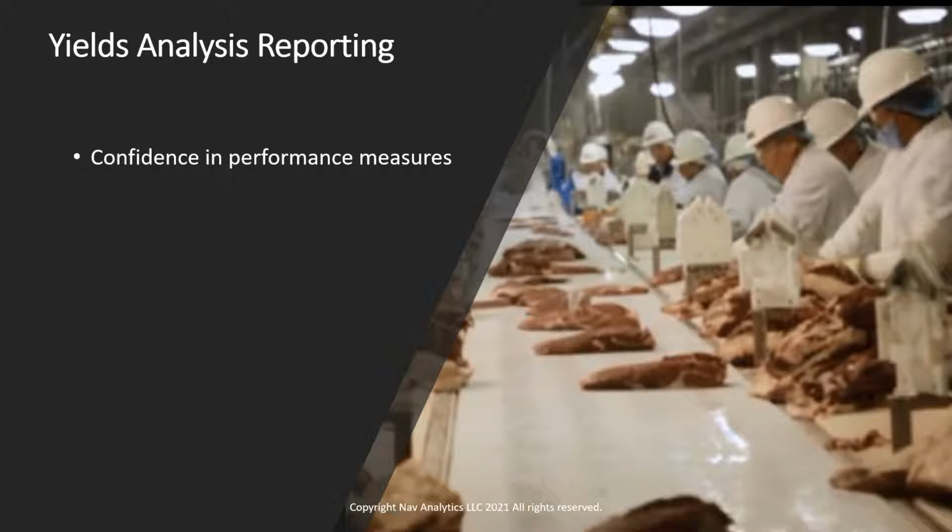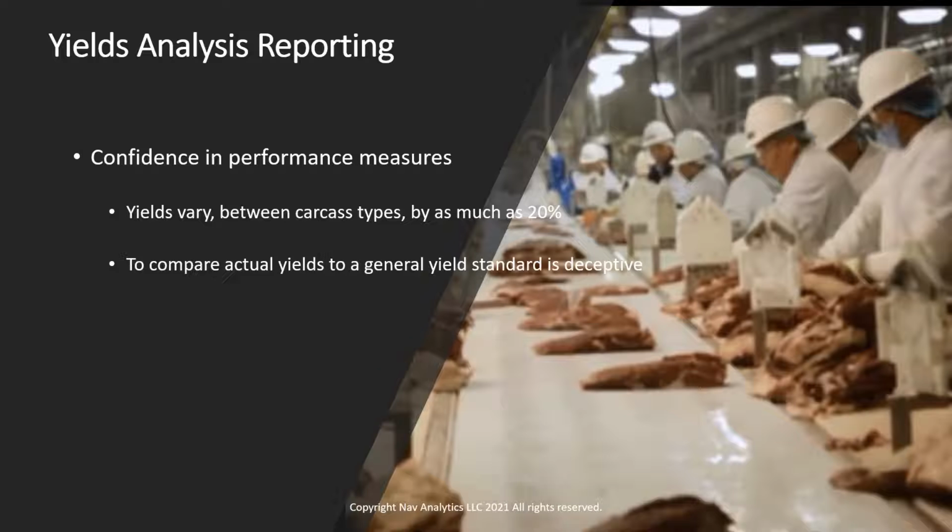Yields analysis reporting, confidence and performance measures. Yields vary between carcass types by as much as 20%. To compare actual yields to a general yield standard is deceptive. We have major variations between, say, a yield grade 1 steer and a yield grade 4 or 5 heifer. If we try to fudge the standards around, we're not going to get a good, accurate result. So it's necessary to have detailed yield standards to make this work.